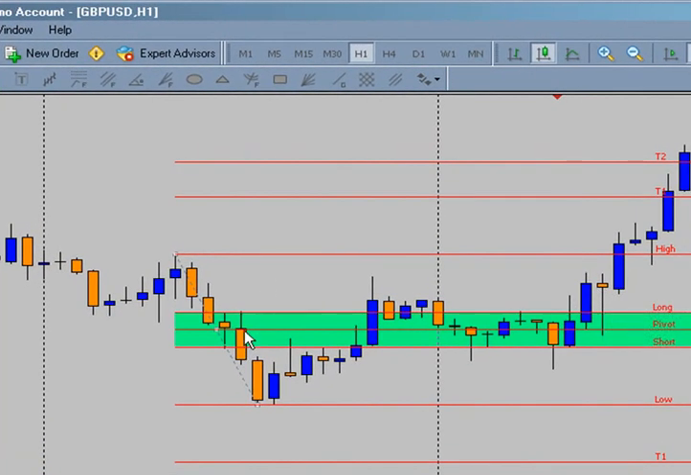I don't want to get too much into entry and exit rules at this point. First, it's just understanding the tool itself.